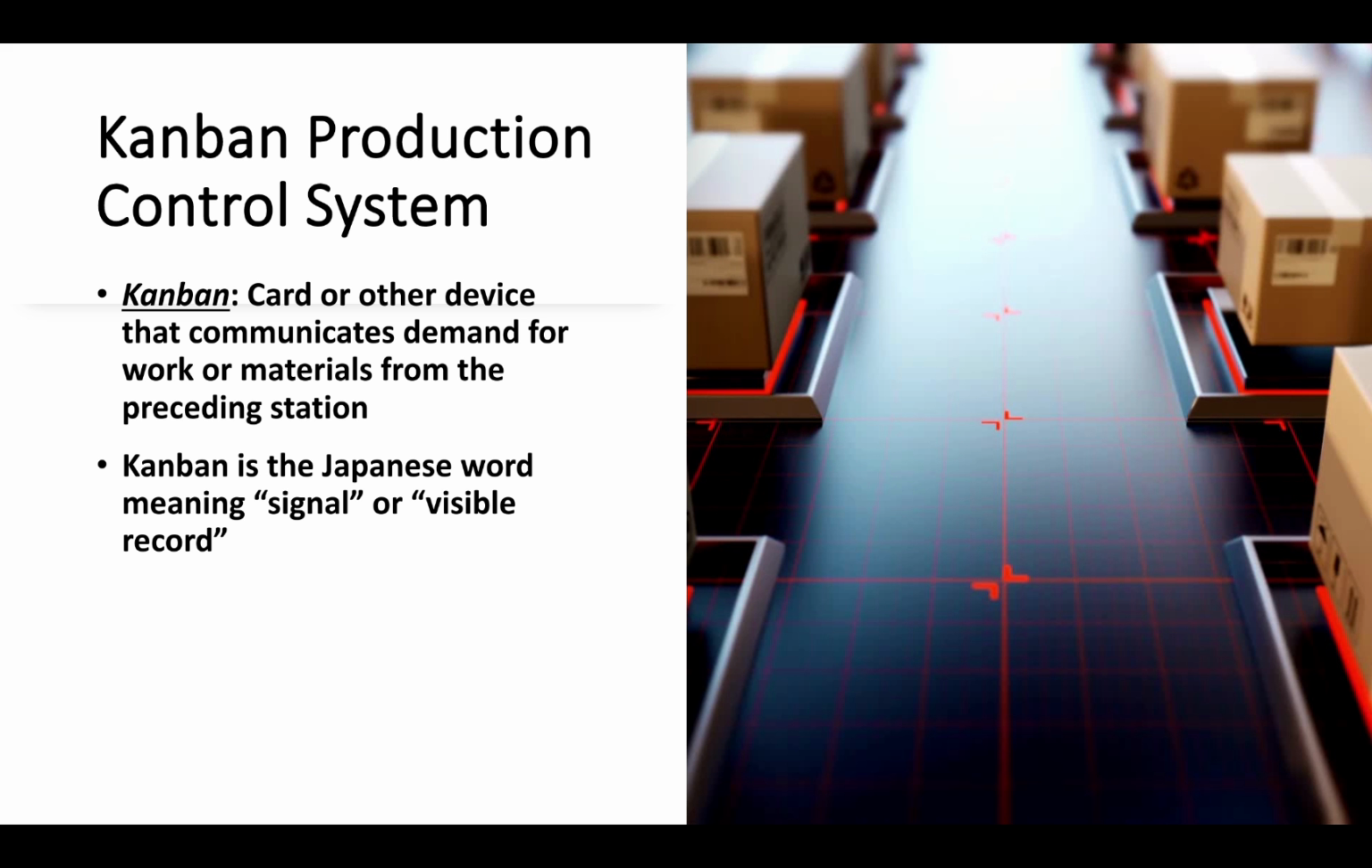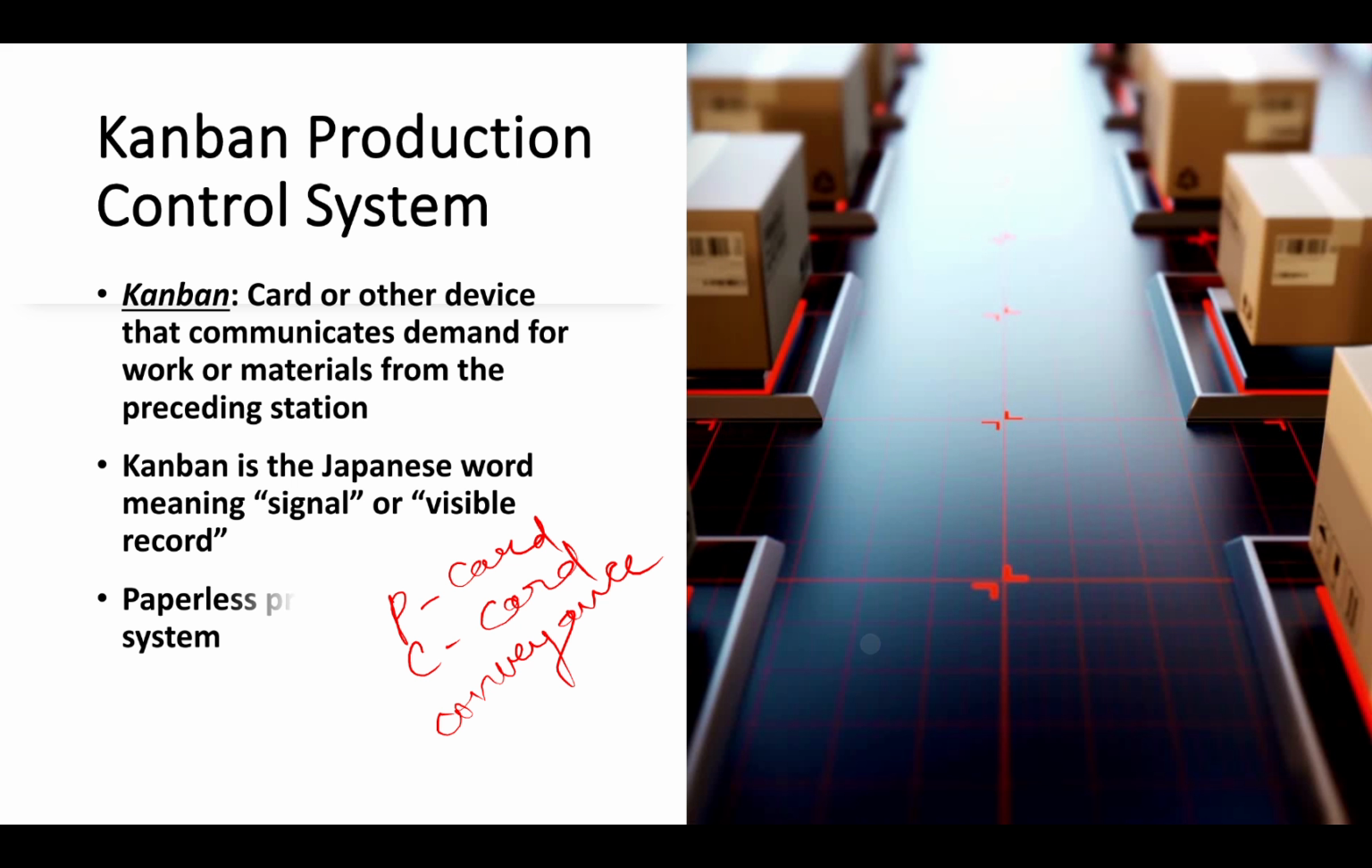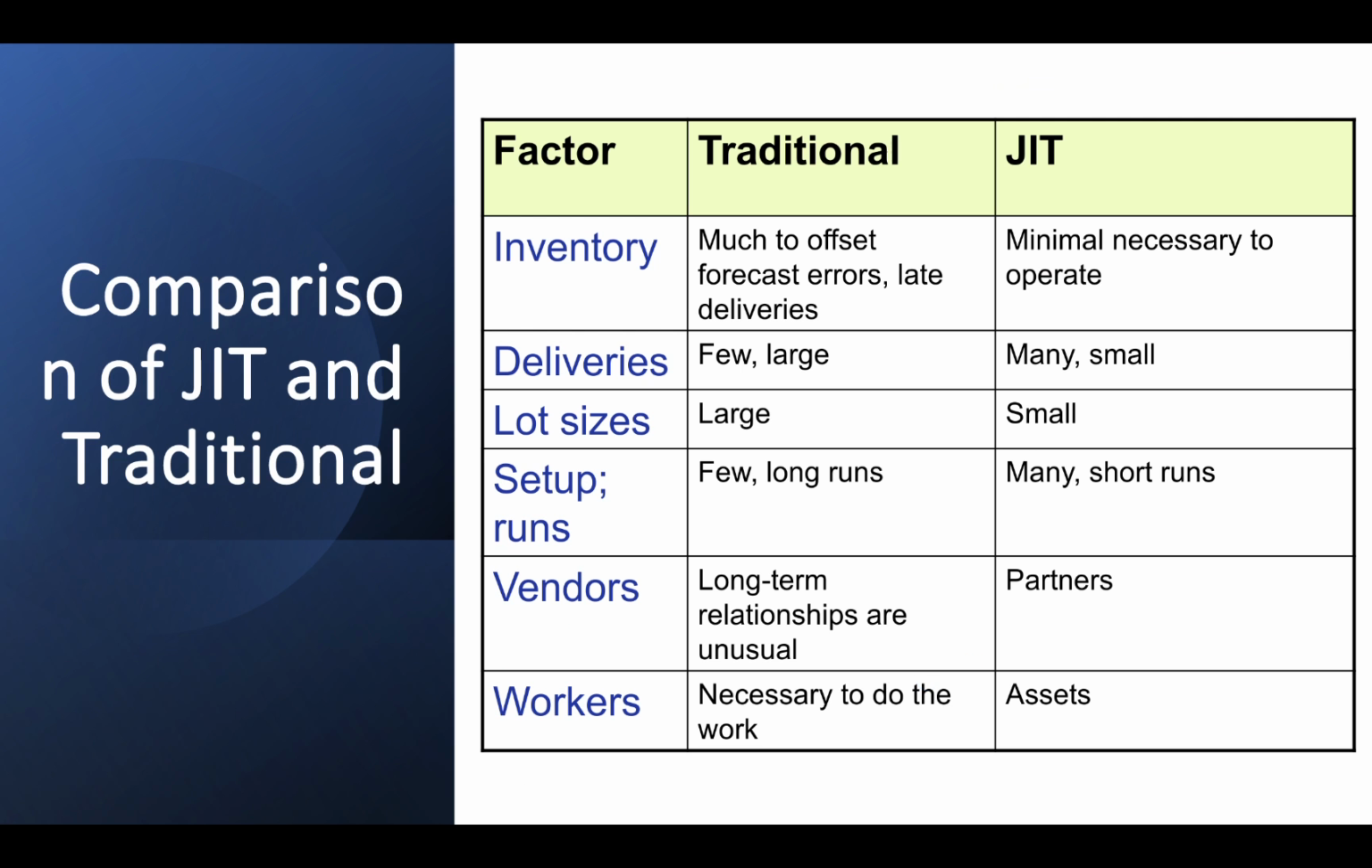There are two types of cards. Basically a P card and a C card. P card stands for production Kanban, which signals that we need to produce now, and C is the conveyance card, which signals that we need to deliver the parts to the next work center. Fine. So this is your Kanban production system and it is a paperless production control system. Now this is a comparison of the traditional production system and the JIT production system, right? It is just a summarization of what we have discussed.